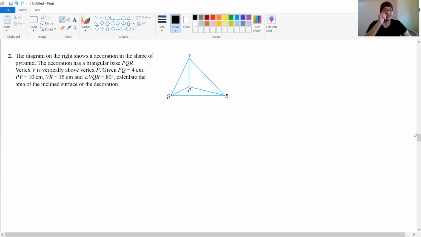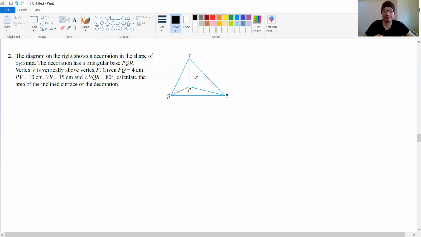Let's read the question first. All the given lengths EQ, PV, VR, and the angle. Calculate the area of the inclined surface of the decoration. If you want to solve a problem about a 3D diagram like this, the first step you need to take is to split all the possible triangles. That means we split this diagram into several triangles that can be combined together to form this pyramid again.